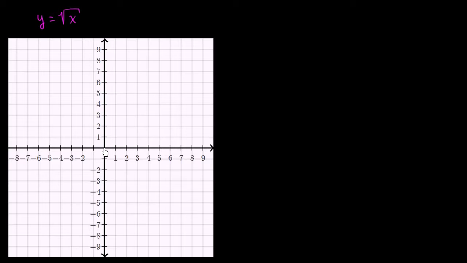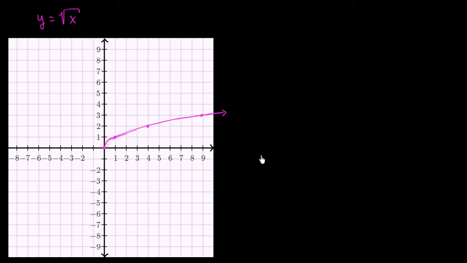When x is 0, y is going to be equal to 0. When x is 1, the principal root of 1 is positive 1. So it's going to be like that. When x is 4, the principal root of 4 is 2. When x is 9, the principal root of 9 is 3. So this is what it is going to look like. Actually, it's going to look more like this. So it's going to look something like that. That's my best attempt at actually graphing it.